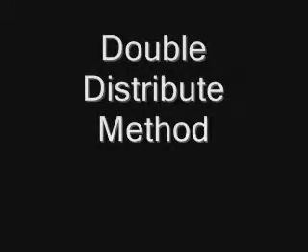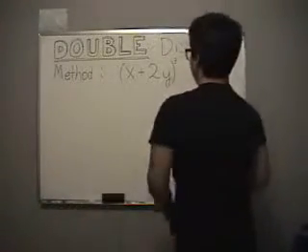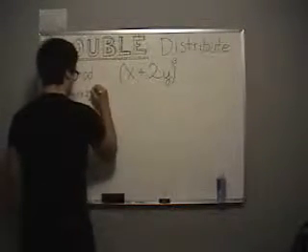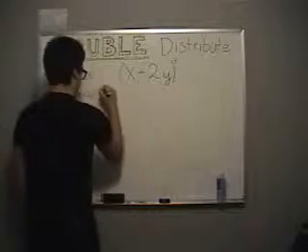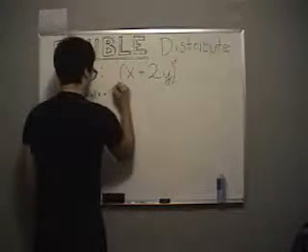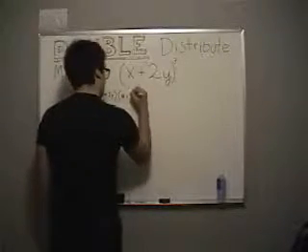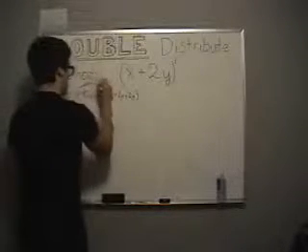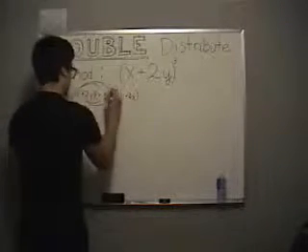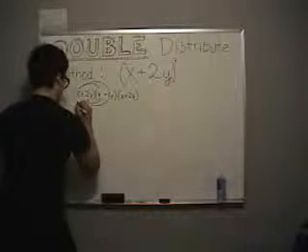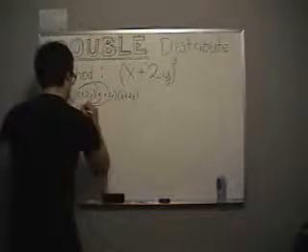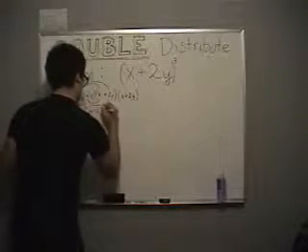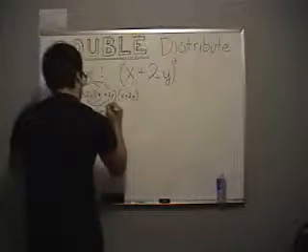This problem is solved using the double distributive method, (x + 2y) cubed. You start your problem by expanding the term into 3 separate parentheses. After that, you FOIL your first 2 parentheses to get your first row of terms. After foiling, you should have x squared plus 4yx plus 4y squared times x plus 2y.